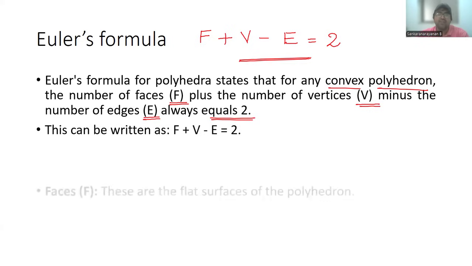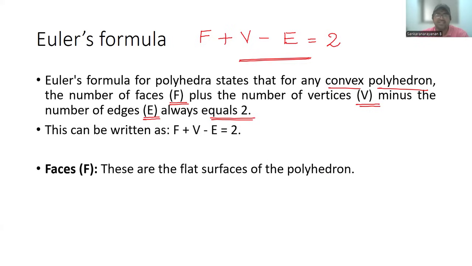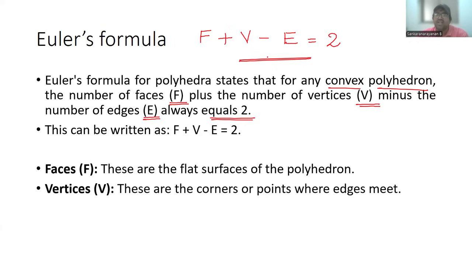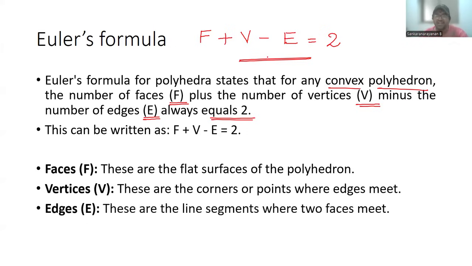Now, what are these faces? Self-explanatory. These are the flat surfaces of the polyhedron. Vertices are the corners, or the points where the edges meet. Then what are edges? Edges are the line segments where two faces meet. Quite self-explanatory.